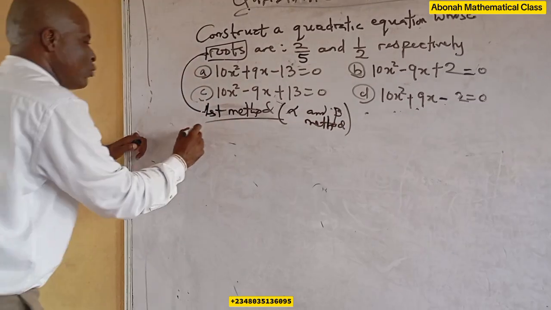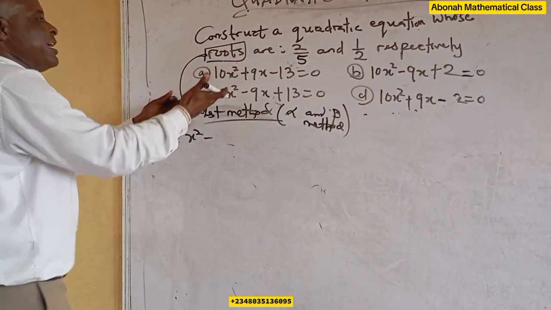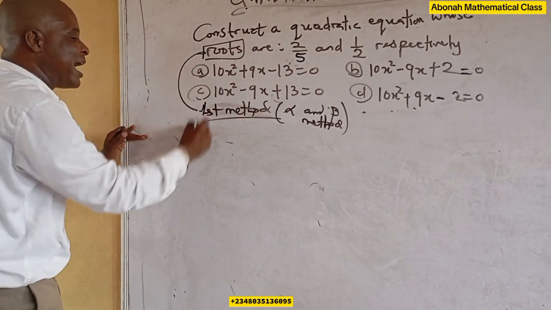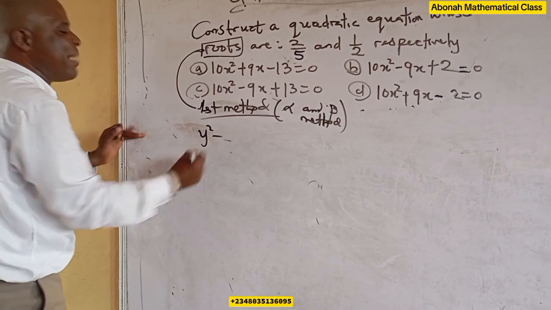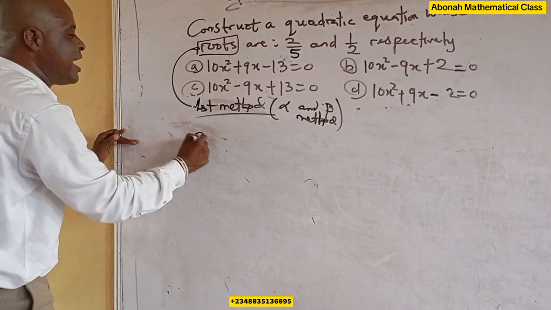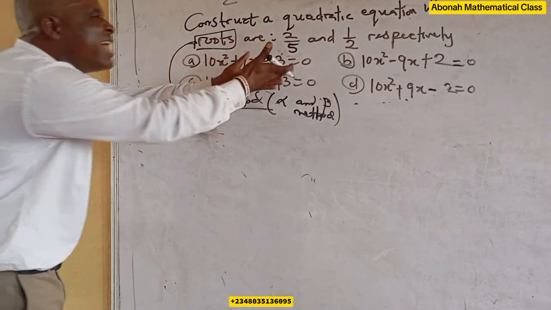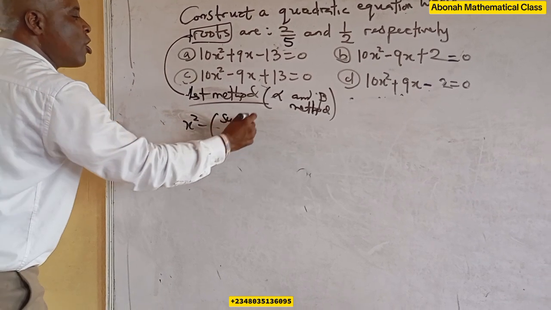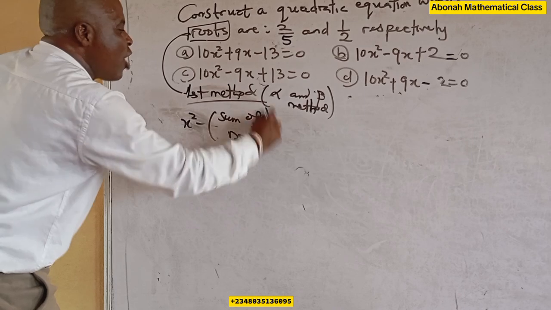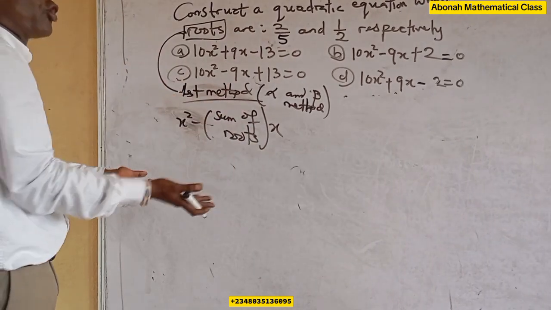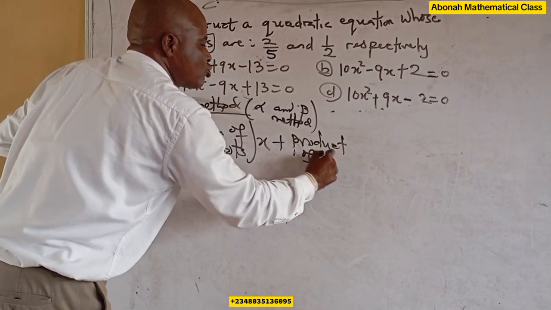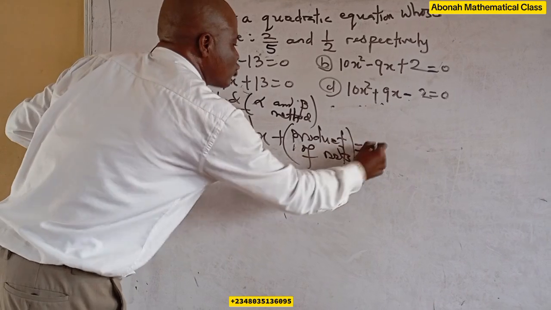Alpha and beta method, which is x squared minus, it depends on the variable given to you. If y is the answer, then y squared minus. If it is a, I will say a squared minus. I will use the parameter in the option to quote the formula. x squared minus sum of roots, plus product of roots is equal to 0. But if you are not given the option, you can use any letter of your choice.